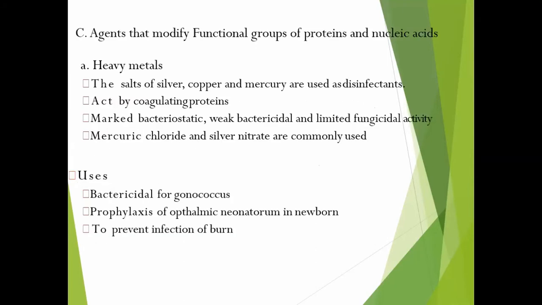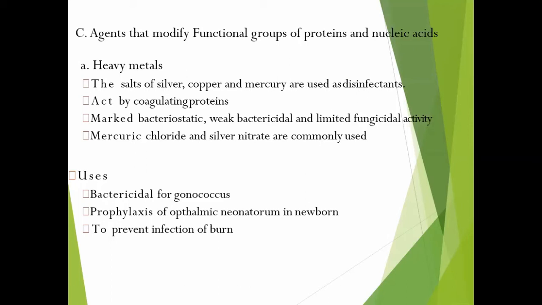Number C, agents that modify functional groups of proteins and nucleic acids. Number A, heavy metals. The salts of silver, copper, and mercury are used as disinfectants. They act by coagulating protein, are markedly bacteriostatic, weakly bactericidal, and have limited fungicidal activity. Mercury chloride and silver nitrate are commonly used.